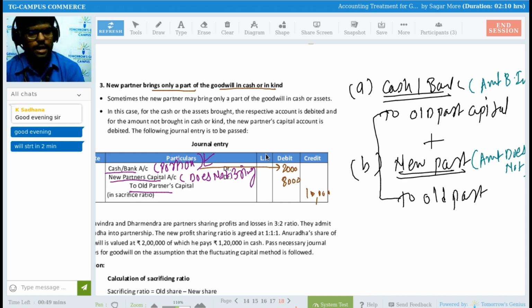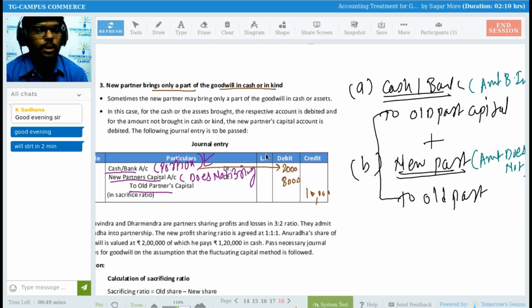Valuation of goodwill is there. Based on that, for example, goodwill of the entire firm today is 6 lakh rupees, and the new partner's profit sharing ratio is 1/3. So out of 6 lakhs, how much does he need to bring into the business? Only 1/3. So 6 lakh multiplied by 1/3, you will get the answer 2 lakhs.